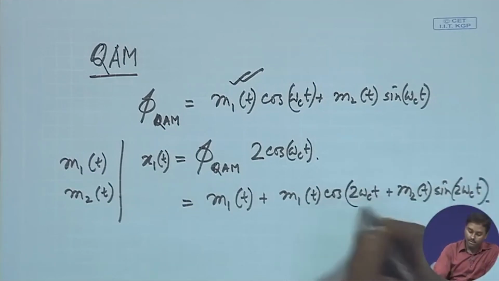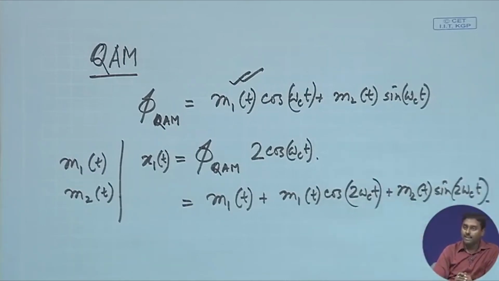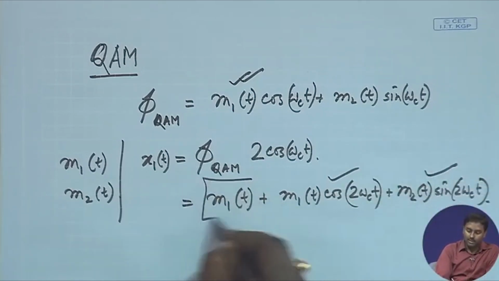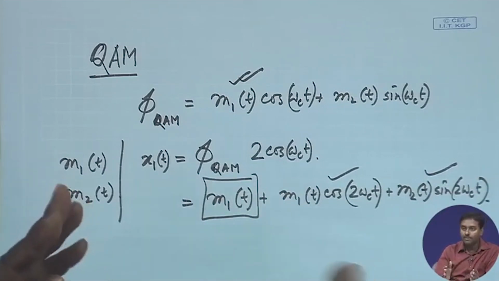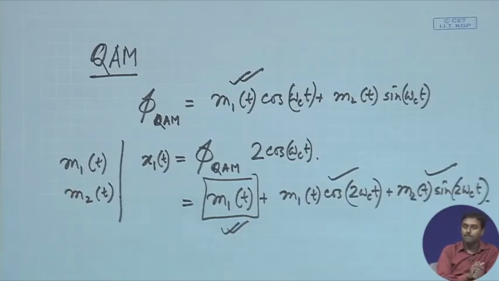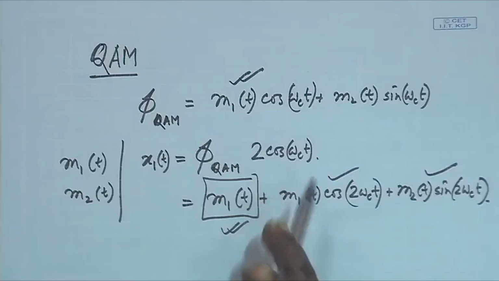Right. Now, a very nice thing has happened. Both of these terms have gone to a higher frequency. The only thing that is left at the baseband is m1(t). I put a low pass filter, I get this signal back. So, basically I have an option of demodulating only m1(t) from this. Similarly, if I multiply this by sin, you will see that I have an option of demodulating m2(t) back.